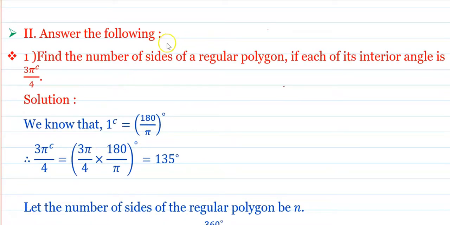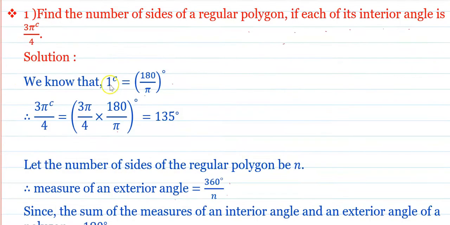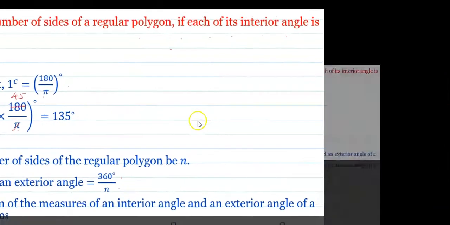Question number 2. Answer the following question. Find the number of sides of a regular polygon if each of its interior angle is 3 pi by 4 radian. Now 1 radian is equals to 180 upon pi degree, and therefore 3 pi by 4 radian is equals to 3 pi by 4 into 180 upon pi degree. And if we simplify, then you will get here 45. This pi gets cancelled. 45 into 3, you get here 135.